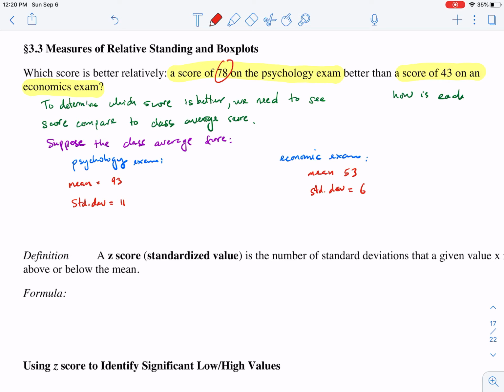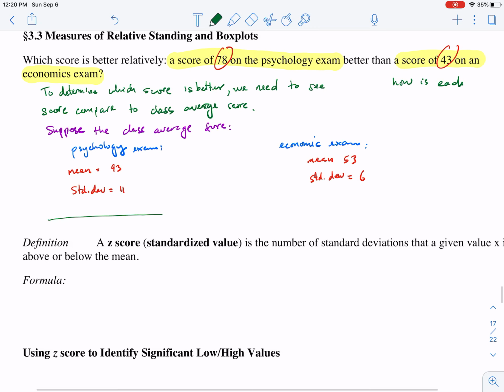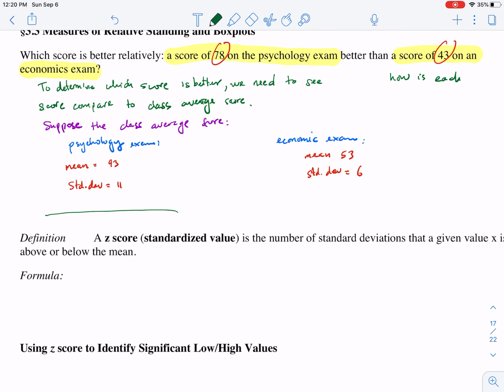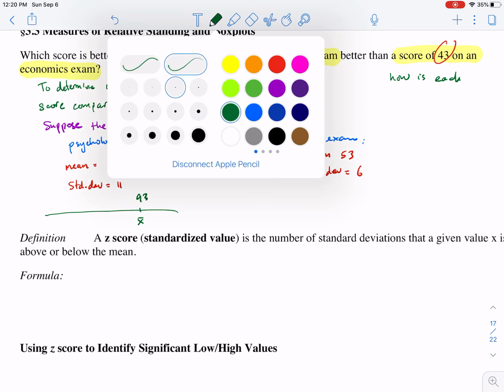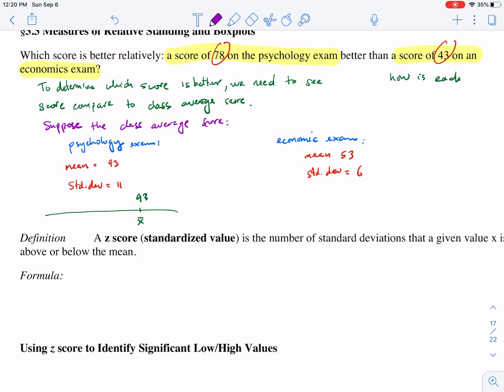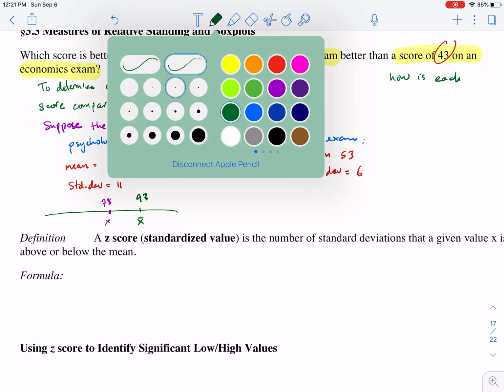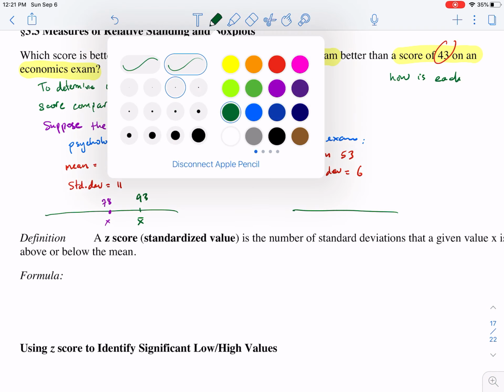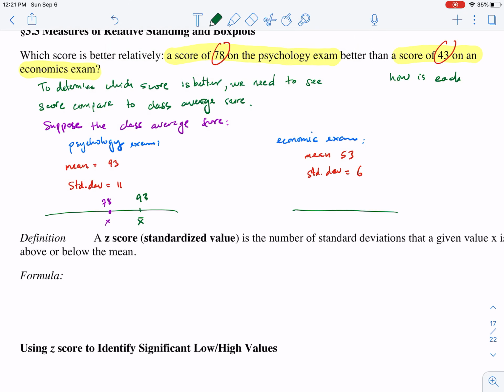So what we can do here is look at each score. 78 is below the class average. 43 is also below the class average for the economics exam, but we want to see where they are relatively close to the class average. Let's say we have a scale like this. Here is the mean class average, 93, and here is the 78. Let's say that's x, 78. And on this side we have the class mean of 53, and then the score is 43.